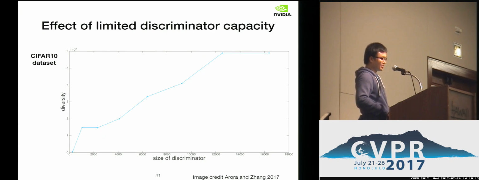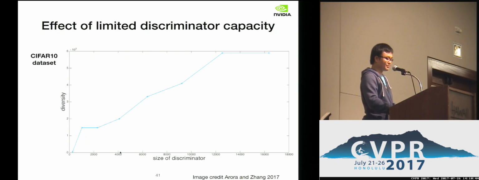They show a very nice graph in their paper. On the x-axis, you have the size of the discriminator, which is basically the number of trainable parameters in the discriminator. And the y-axis is the diversity. And you can see that when the size of the discriminator becomes large, you have more diversity. You are basically able to recover more from the data distribution.